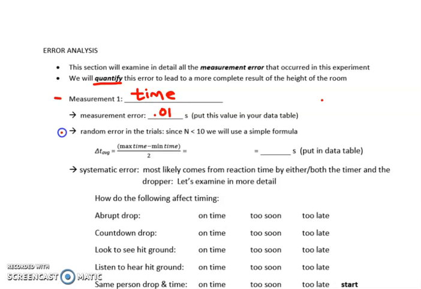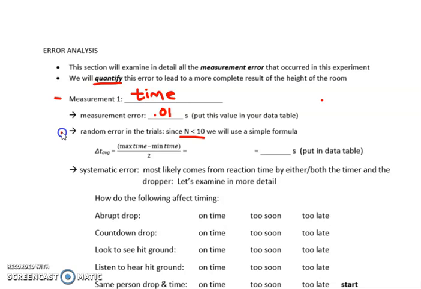I'm not going to go into math, but since we have fewer than 10 measurements, we can use this simple equation. If you had a lot of measurements, which is more ideal, you would use a fancier statistical technique called standard deviation. But we don't have to do that for this class. So this is a really important equation. We saw it in the notes. I label random error as the uncertainty in the average time. Note that I put delta t average, whereas the instrument error was simply delta t, the measurement. So that's the maximum time minus the minimum time, divided by 2.